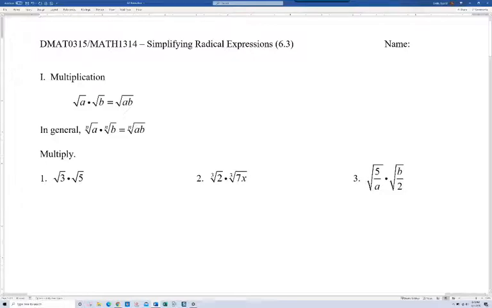Later on we'll look at adding and subtracting radicals and solving radical equations. So we're just building a foundation here.